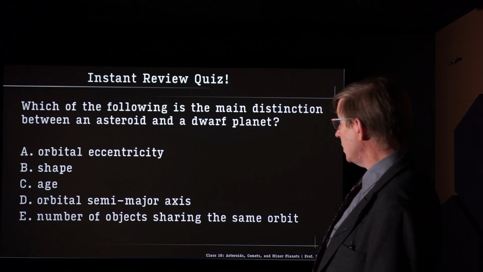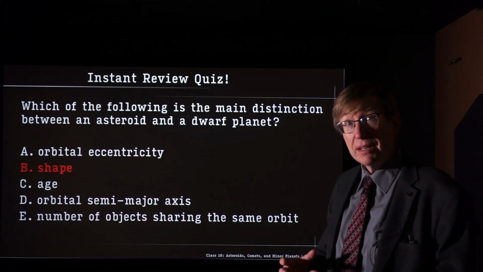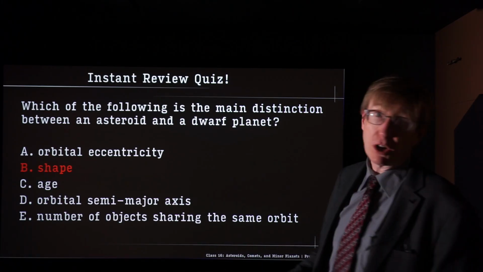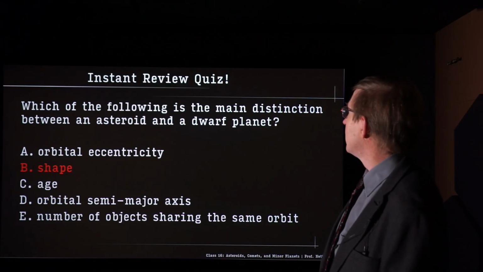So the answer here is shape. If gravity has forced it into a sphere, it's a dwarf planet. If it has not, then it is an asteroid, or maybe a comet, as we'll see later on. Okay, moving on.